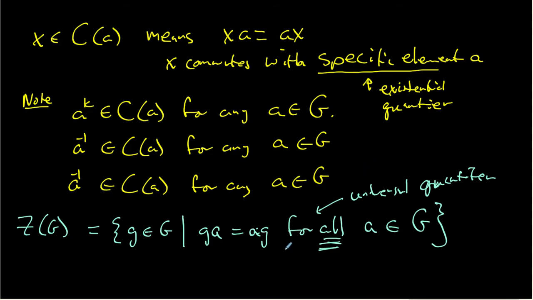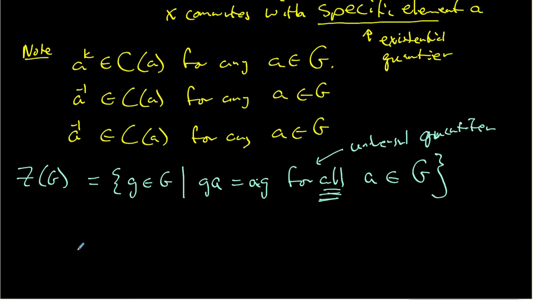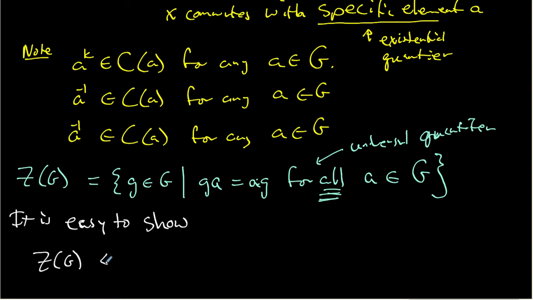Now, it is something that I do want to point out as a straightforward idea. It is easy to show that the center of a group has to be inside of the centralizer of any element. And since all of these guys are subgroups, I'm going to say subgroups. So the center of G is a subgroup of the centralizer of a for every a inside the whole group.